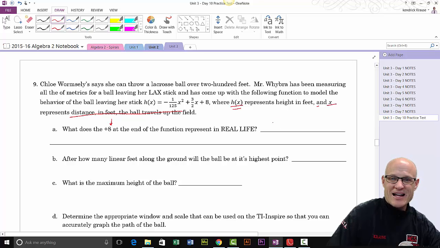Well, that's the Y-intercept. That's at time 0. Or actually, in this case, it's at horizontal feet 0, which means it just hasn't left her stick.